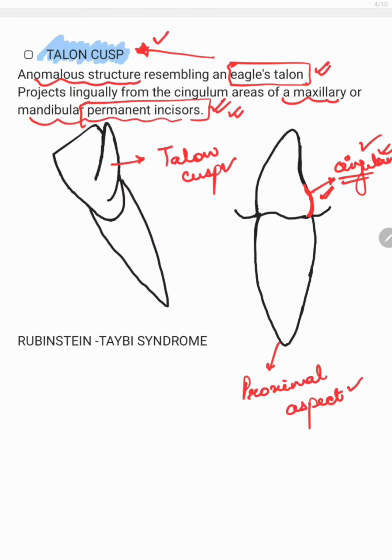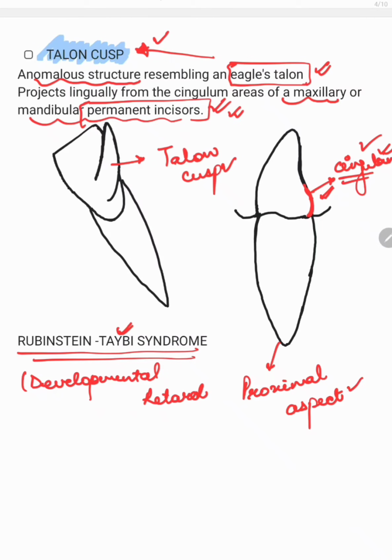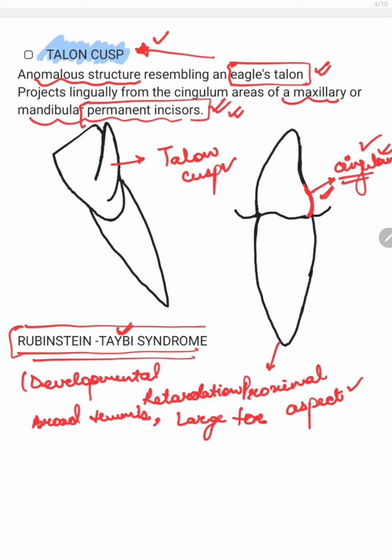It is associated with Rubinstein-Taybi syndrome. In this syndrome there occurs developmental retardation, broad thumb, large toes or great toes, you can say, right? Delayed or incomplete descent of testes in males, and stature, head circumference and bone age below the 50th percentile. These are the features of Rubinstein-Taybi syndrome, which is associated with Talon's cusp.